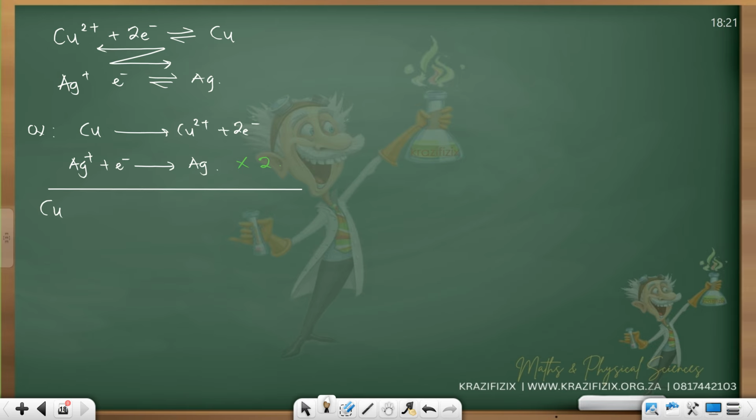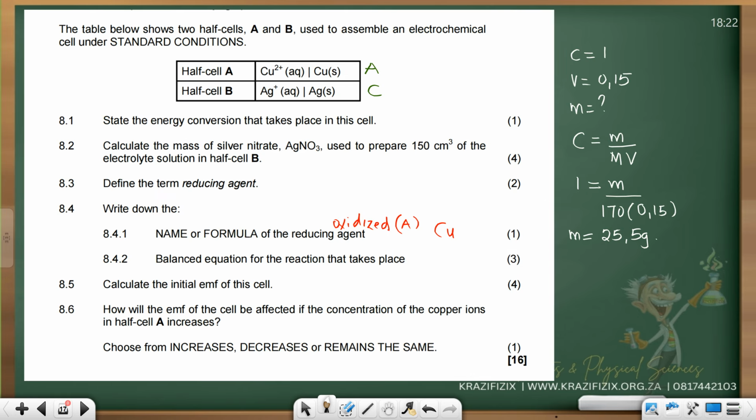Can we write our final answer quickly? What do we have? Cu solid plus 2 silver ions, which are aqueous. Then what do we have? Cu2+, which is aqueous, plus 2 Ag, and that is a solid. When you write your cell notation, please don't write the 2's. Don't write the 2's. The 2's have nothing to do with it. What is your 8.5?